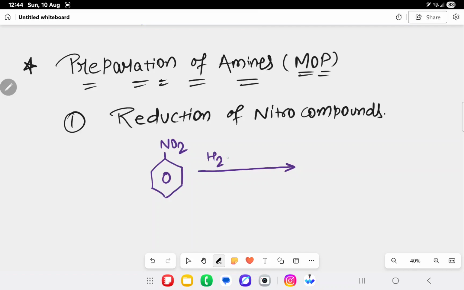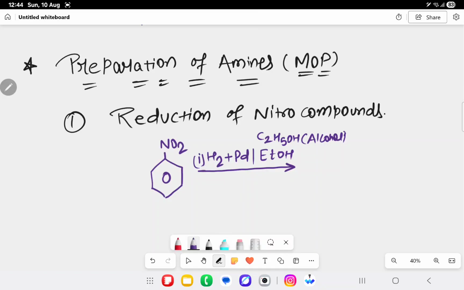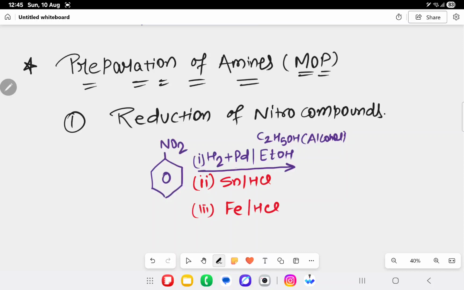Now over here we will have H2 plus Pd in presence of EtOH. EtOH means C2H5OH. This is also called alcohol. So either you can take this first reagent. If you don't want to take the first reagent, then you can take the second one. In the second reagent, you can take Sn in presence of HCl, or you can take the third reagent. In the third reagent, you can take Fe in presence of HCl.